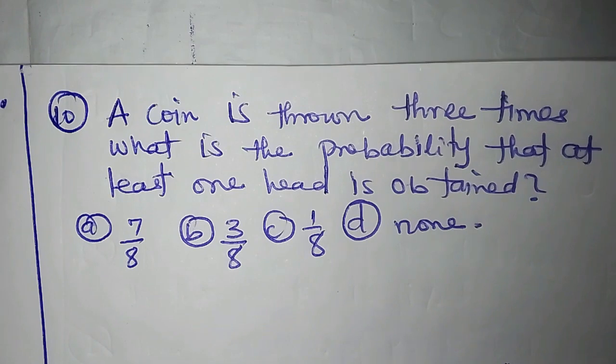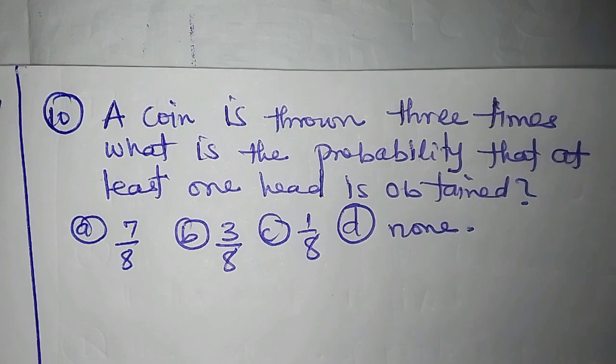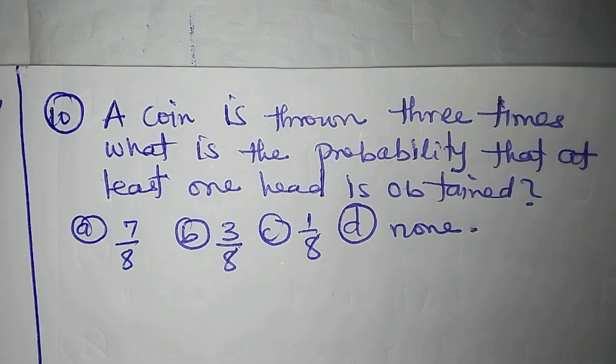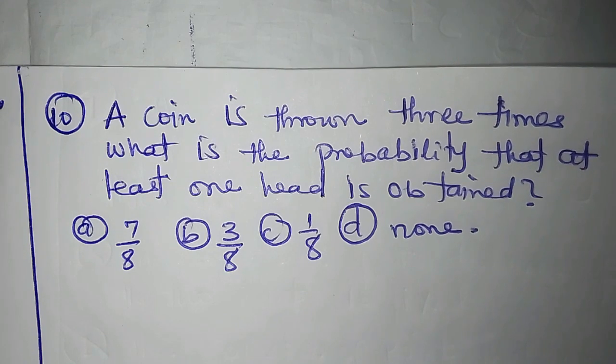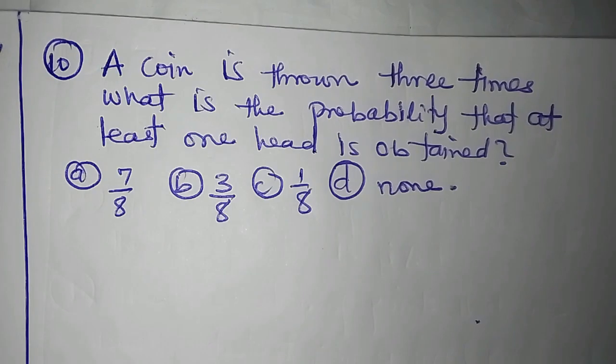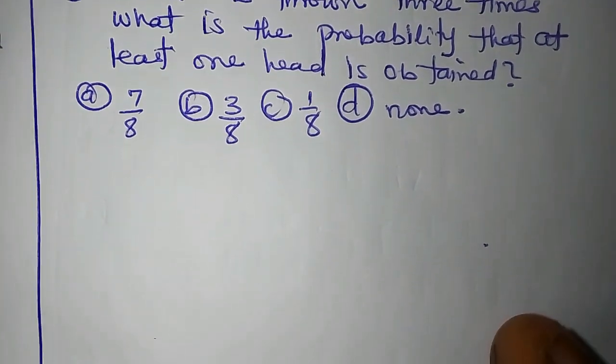Alright, this is question 10. A coin is thrown 3 times. What is the probability that at least one head is obtained? Now take note of this before I solve. Throwing a coin 3 times and throwing 3 coins once have the same outcome. This problem here in question 10 involves a probability tree diagram.